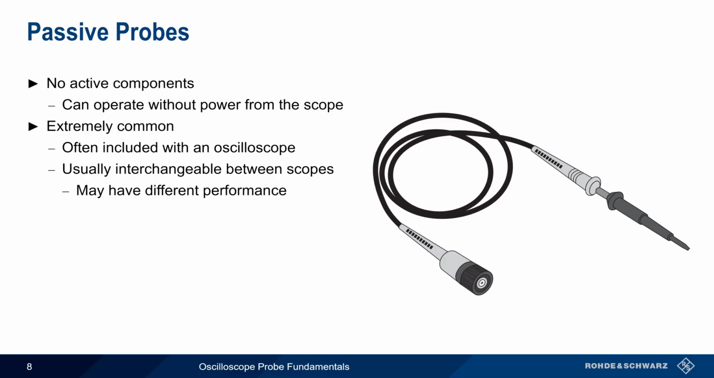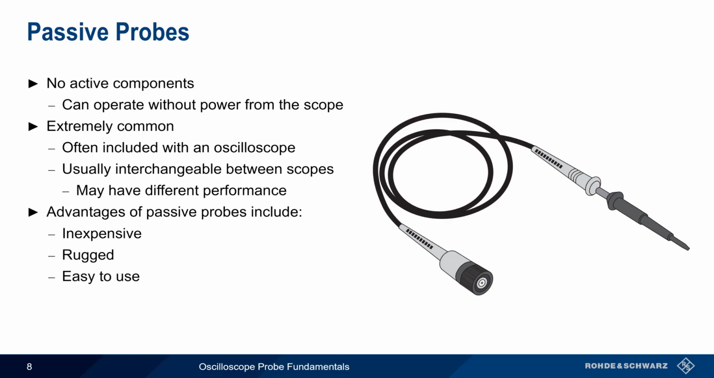Moreover, passive probes are usually interchangeable between scopes, even scopes from different manufacturers, although passive probes from different manufacturers will often have different performance and other characteristics. Passive probes have many advantages. They're relatively inexpensive, they're rugged, and they're easy to use. In many cases, the user can simply connect the probe to the scope, attach the ground lead, and begin probing.